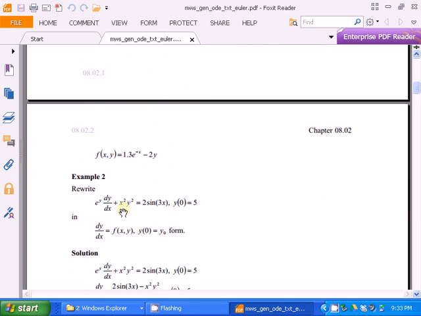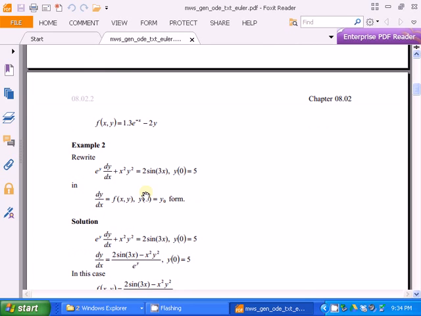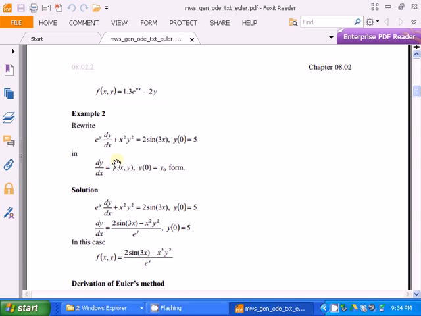And they show various other applications of this. They have this more complicated differential equation, which can still be put in Euler's form by putting the dy/dx by itself on the left-hand side. In this case, the function f of x, y is everything that's on the right-hand side.